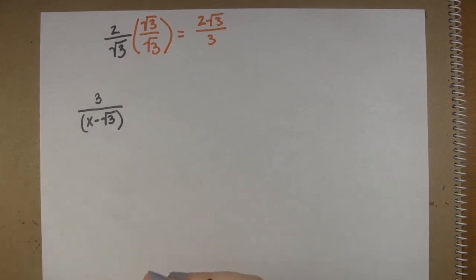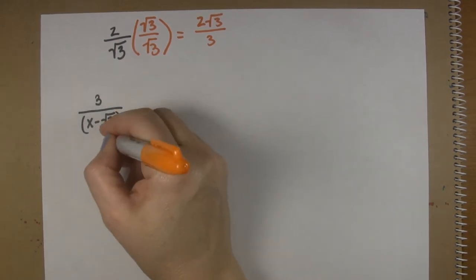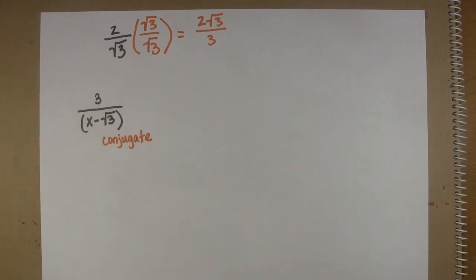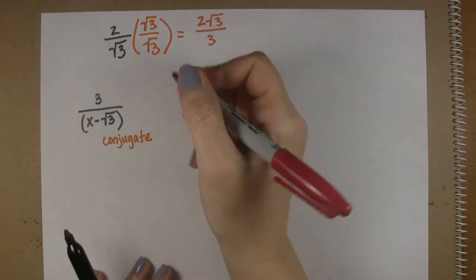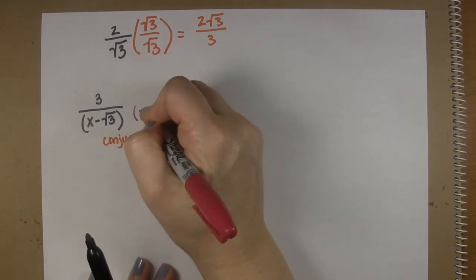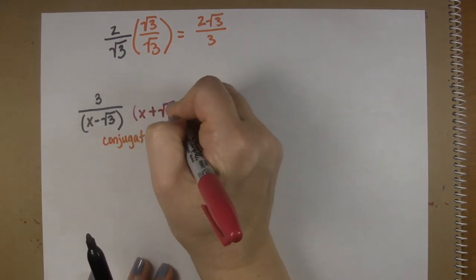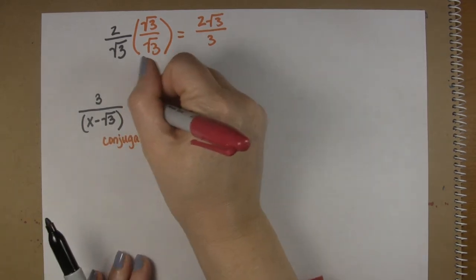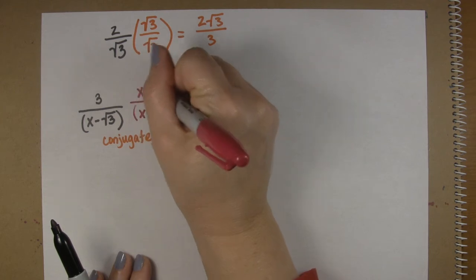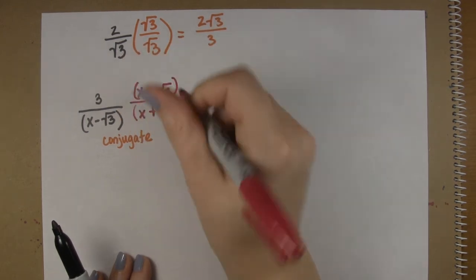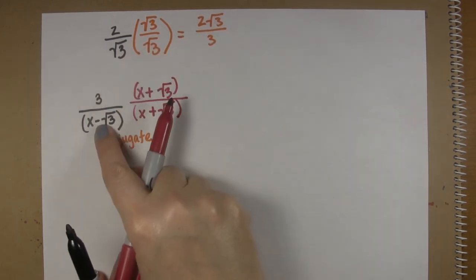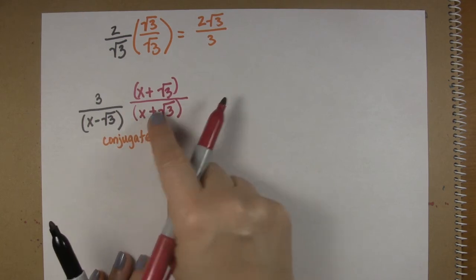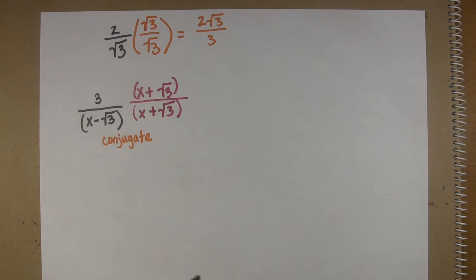So we need to multiply it by something called the conjugate. The conjugate? What in the world is the conjugate? Well, it's a fancy name that means the same equation, but change the sign. So here it was a negative sign, so we're going to change it into a positive sign. The result of this is actually pretty beautiful.